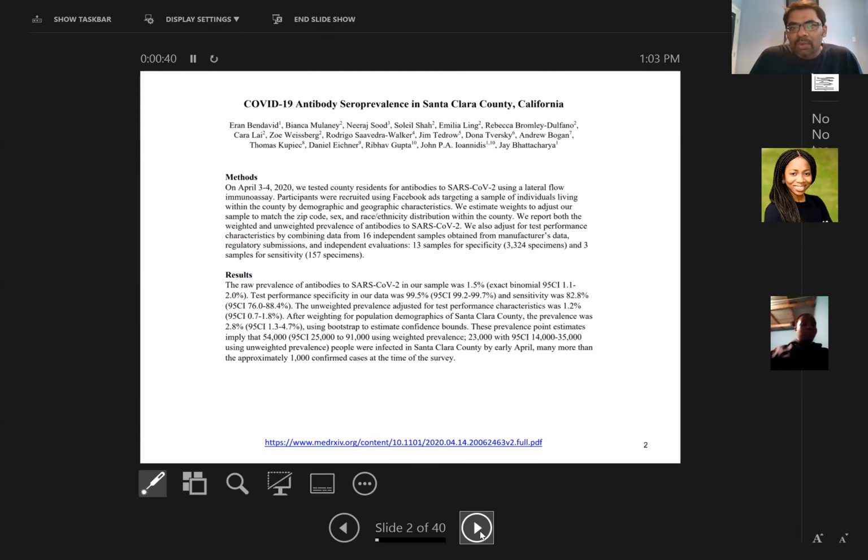So the Santa Clara County study that we looked at in the past is a textbook example of a prevalence cross-sectional study. On 2 days, 3rd and 4th of April of this year, they tested Santa Clara County residents for antibodies to SARS-CoV virus, and then they estimated the prevalence to be 1.5%. Okay, 1.5% of those tested had antibodies. That is it. That's the goal of the study, right? Classic textbook example of a prevalence cross-sectional study.